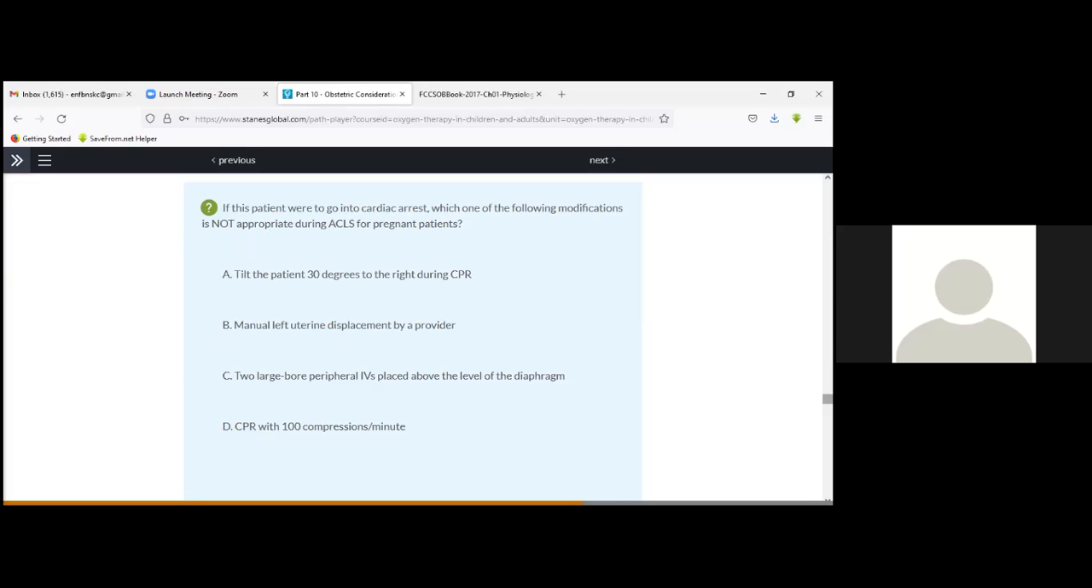So the answer is A, tilt the patient 30 degrees to the right during CPR. We're actually always trying to tilt the uterus towards the left. So when you tilt the patient to the right, you are tilting the uterus towards the right too, and that will compress the inferior vena cava and cause all those syndromes that we mentioned earlier.